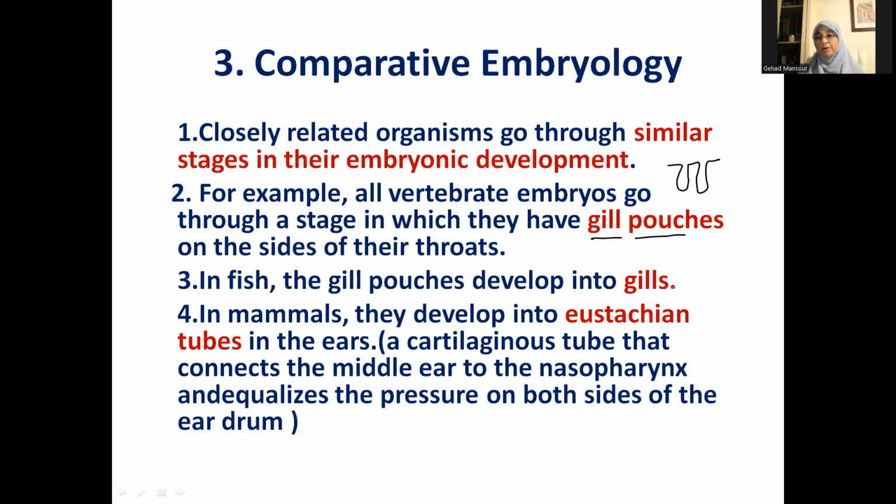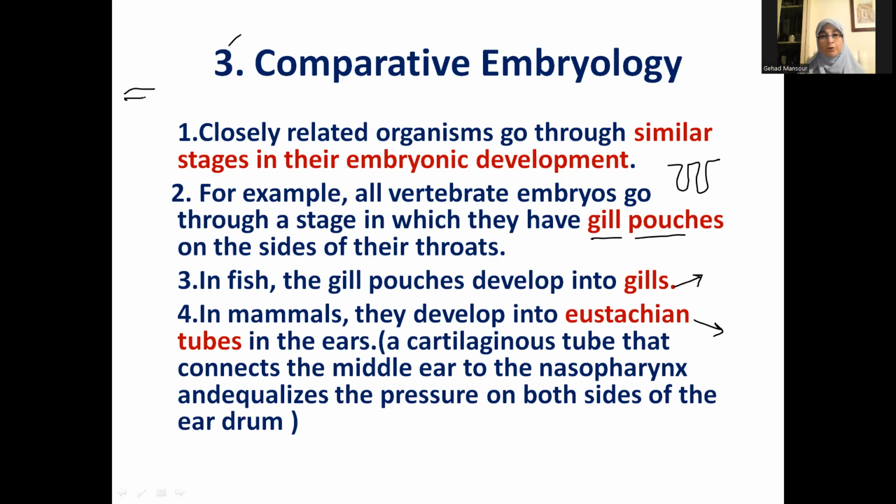But later on, in fish, for example, those gill pouches will develop into gills. Whereas in mammals, the gill pouches will develop into eustachian tubes. And the eustachian tubes are actually a cartilaginous tube that connects the middle ear with the nasopharynx.